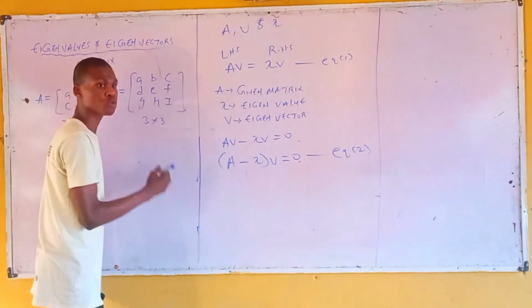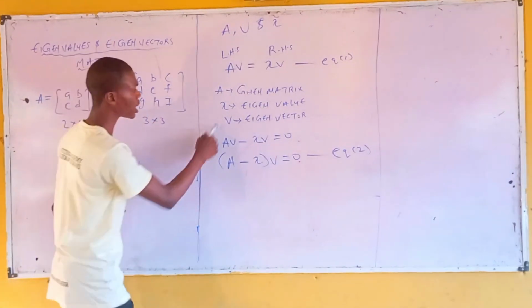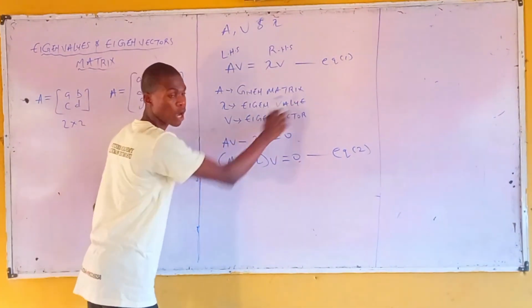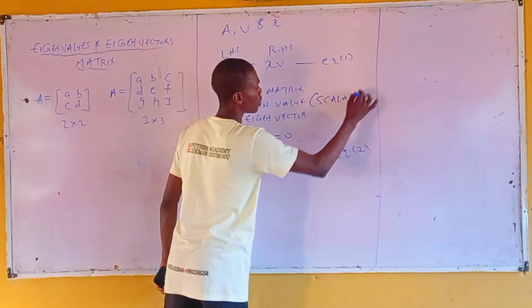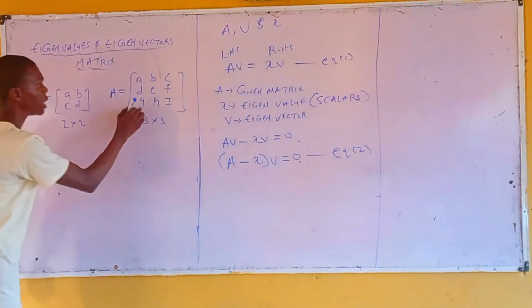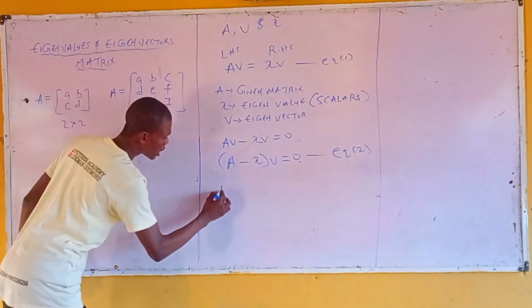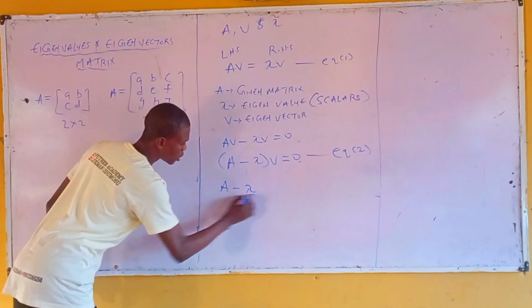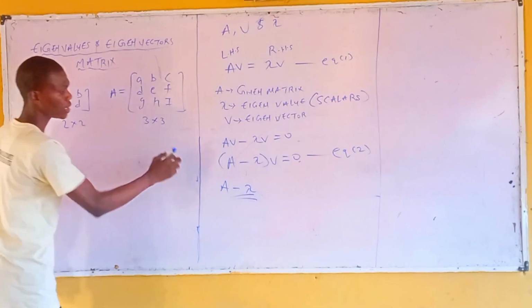Now, what this means is that you'll be given a matrix, which is this here, A. Then from that matrix, you subtract your eigenvalue. Recall, we said this lambda is what we call eigenvalue, and they are scalars. Let me use this to explain. From here, let's compute A minus lambda using the information we have. This is A, right? And this is lambda.